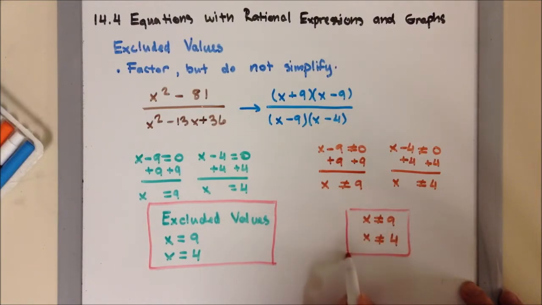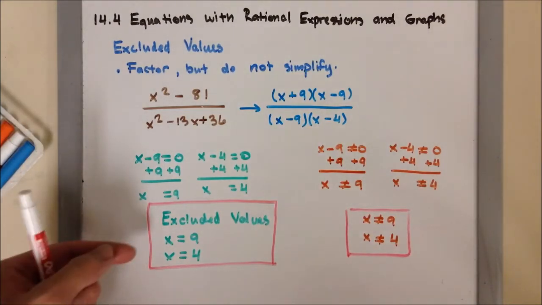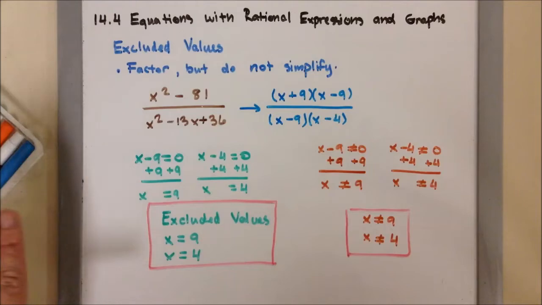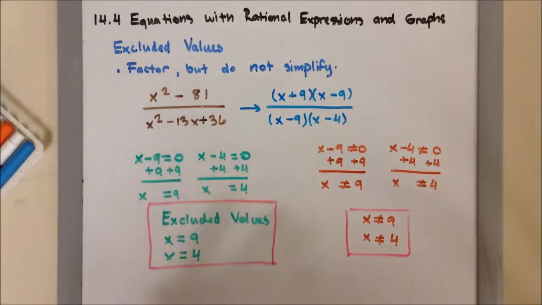Now if you are going to state that you're looking for excluded values, then you can write x equals 9, x equals 4, because you stated that these are your excluded values, meaning numbers not in the domain. But without stating that, you're just simply saying that x cannot be 9 and x cannot be 4.